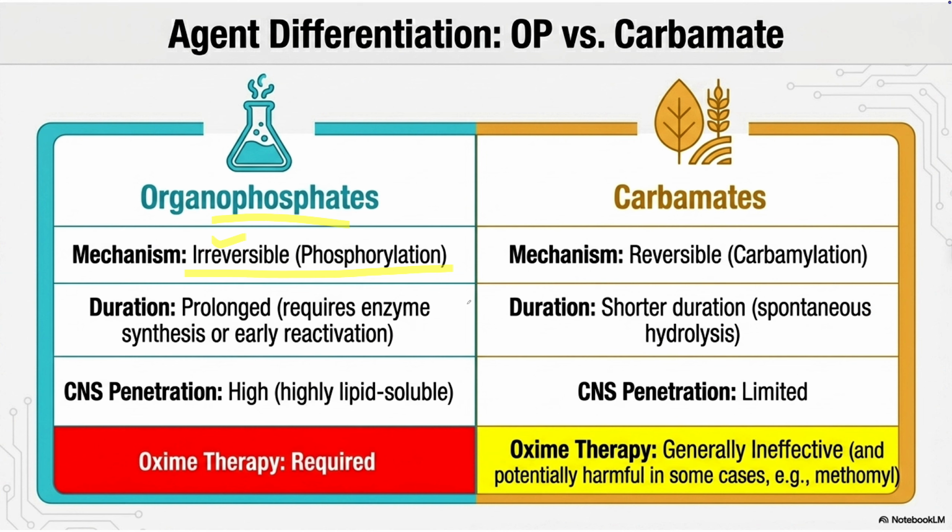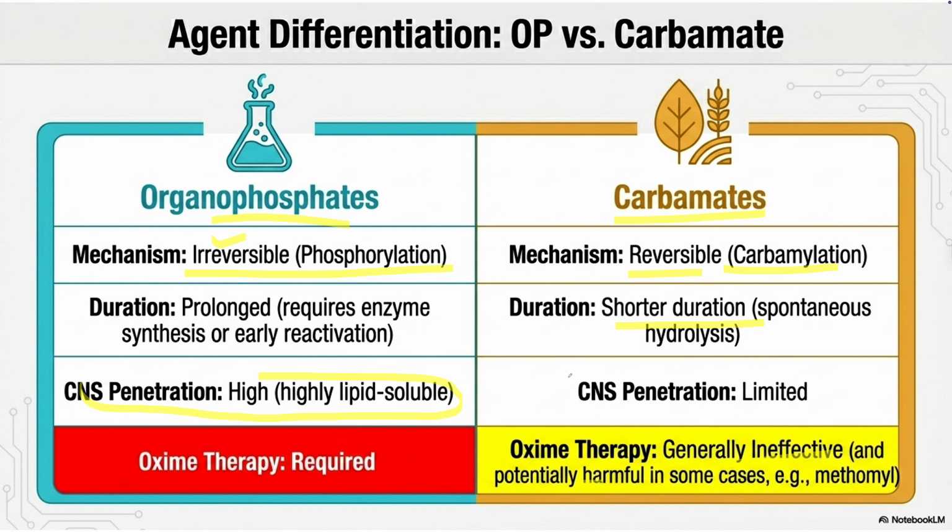Now compare that to carbamates on the right side. Carbamates carbamylate the enzyme, but the bond is usually reversible and short-lasting. In many carbamate poisonings, the enzyme spontaneously recovers. That's why oxime therapy may be less useful and in some cases potentially harmful. Another key distinction is CNS penetration. Organophosphates are often highly lipid-soluble and penetrate the brain effectively. That's why CNS symptoms can be severe.